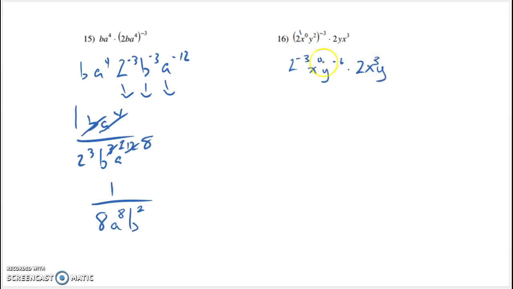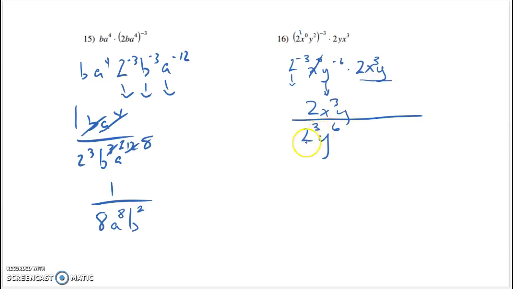So now with all our negatives, we're going to switch levels and make it positive, and we're going to multiply these out. So I'm going to make a line here. We're going to move this down and make it positive. 2 to the 3rd. X to the 0 is just 1. So we can essentially cancel that out. I'm going to move this down and make it y to the positive 6. And all of these are positive, so we can leave them at the top.